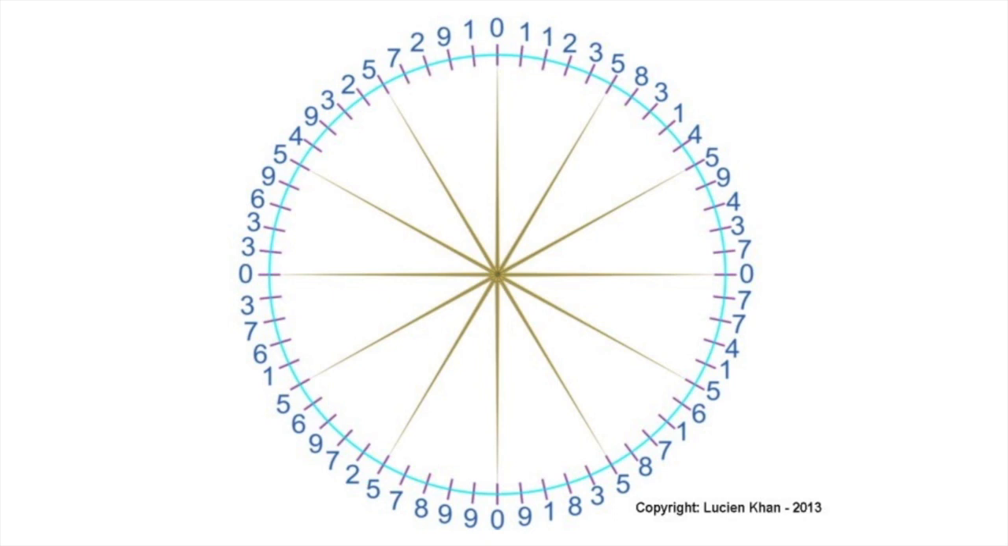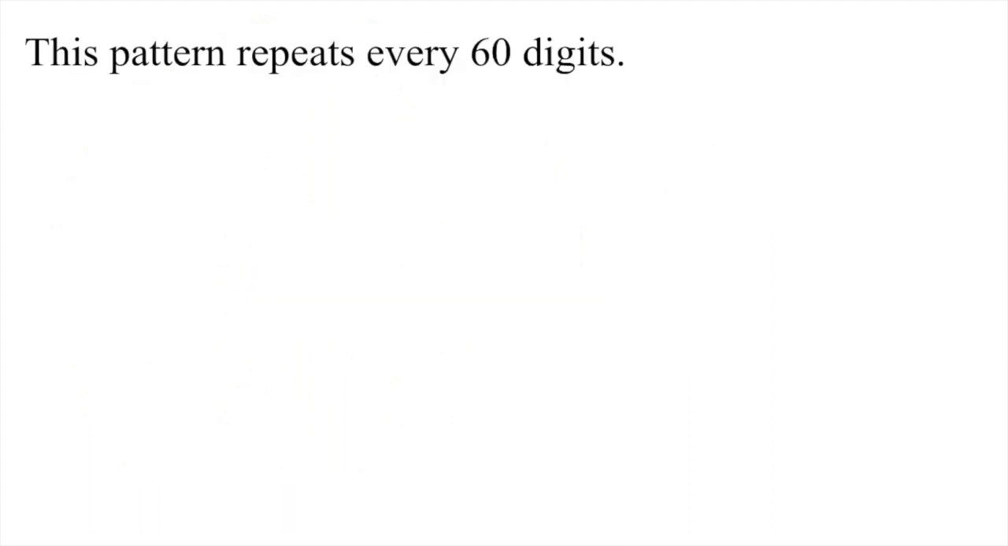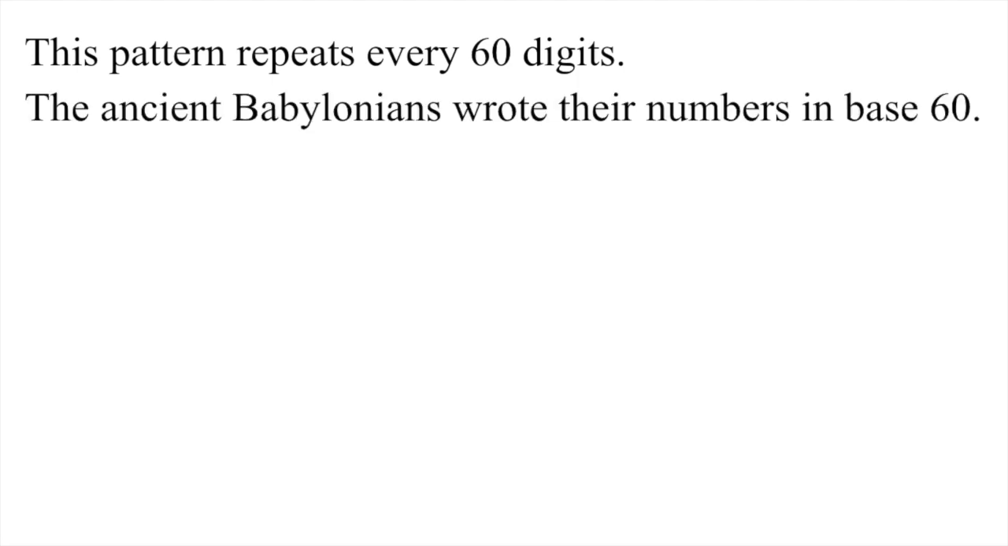Now, this leads to an obvious question. Why? Why would this happen? Why does the pattern of final digits of Fibonacci numbers repeat? That is one of the mysteries that we are going to solve in this video. To motivate the other mystery that we're going to solve, let's notice an interesting numerical fact. This pattern repeats every 60 digits, and the ancient Babylonians wrote their numbers using base 60. Could this be a coincidence?